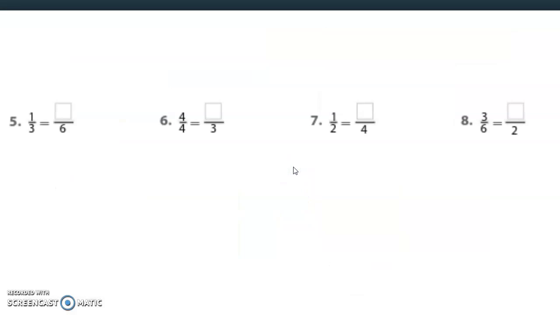Okay, let's try a little more practice without the picture, but I think drawing the picture is really helpful and it reminds you of why fractions are equivalent. So if you could pause the video and maybe try to draw a picture for each of these, you'll be able to see how you get the equivalent fractions. Okay, so 1/3 is equal to 2/6. 4/4 is equal to 3/3 because we know these are both 1.